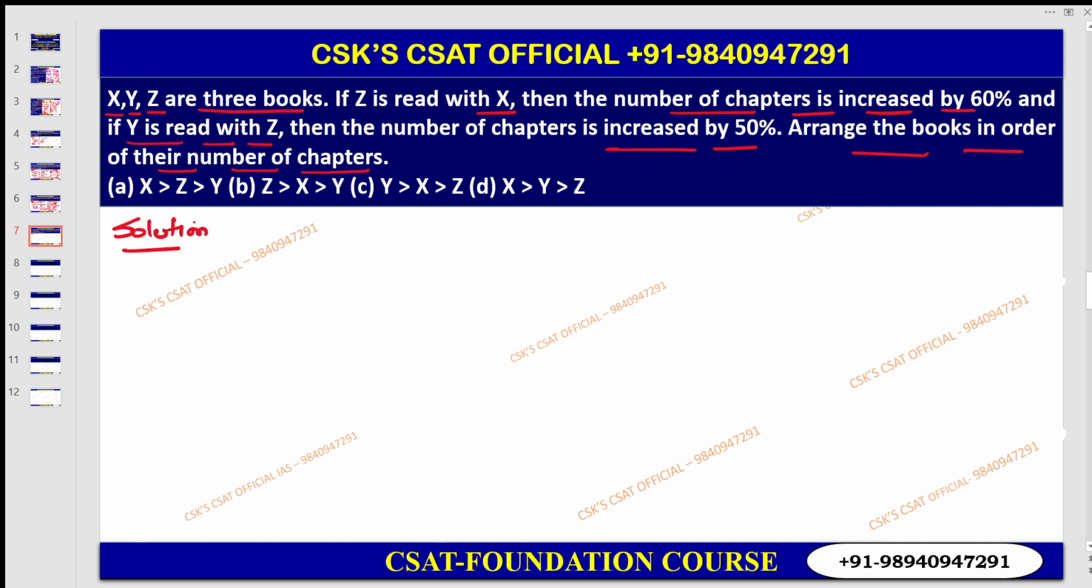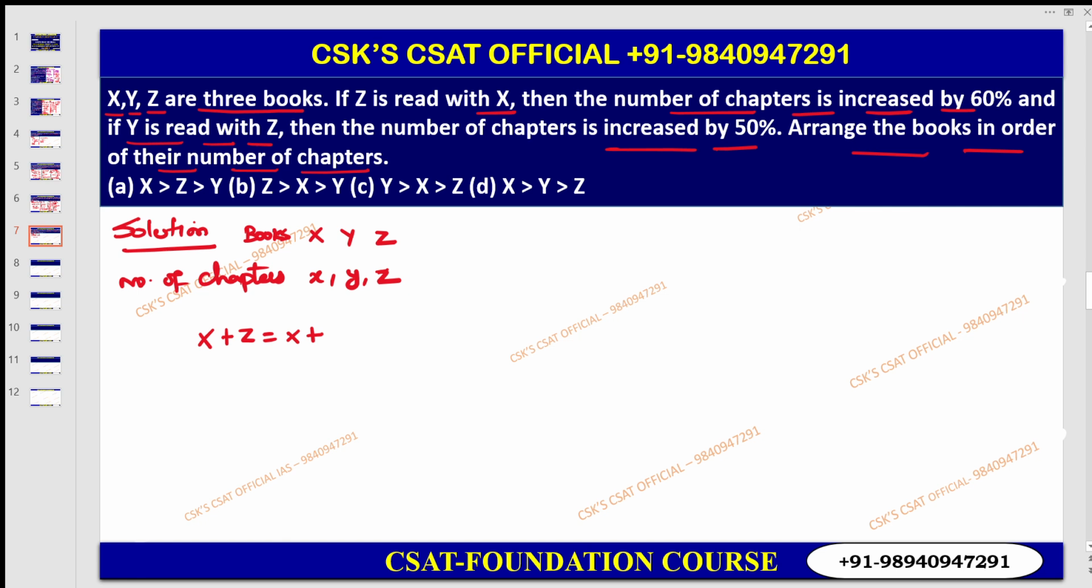Now, a very simple question here. Let us take the number of chapters as x, y, z. You can take it as x, y, z. Now read it carefully. This is nothing but the books, the actual number of chapters, small x, y, z. You can take it like this also, no problem. Or else a, b, c. You can take anything, no problem. Now read it carefully. When Z is read with X, you are already doing X. Now you are adding that Z. What happens here? X is already there.